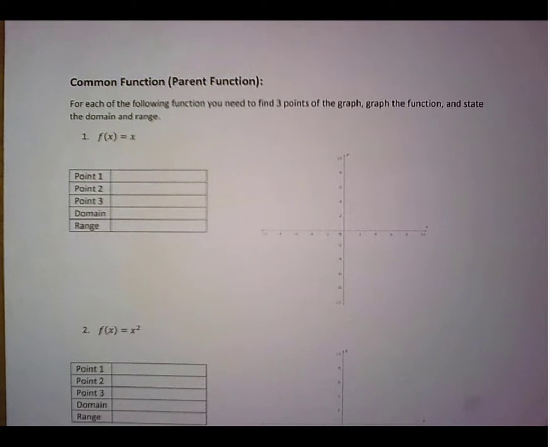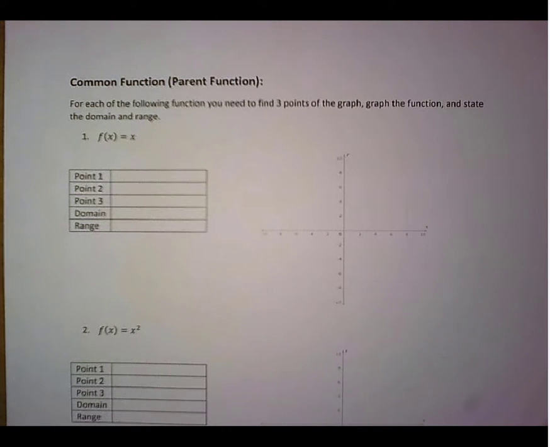Okay, so for the next examples in this particular section, we're going to go over what we call the common or parent functions, and these are really important. This is something that you need to memorize. So we're going to go over all 8 of them. We're going to talk about the points that are on there, the domain and the range, and what they actually look like on a graph. So you have all of that information here at your fingertips, so you can use this as a reference guide.